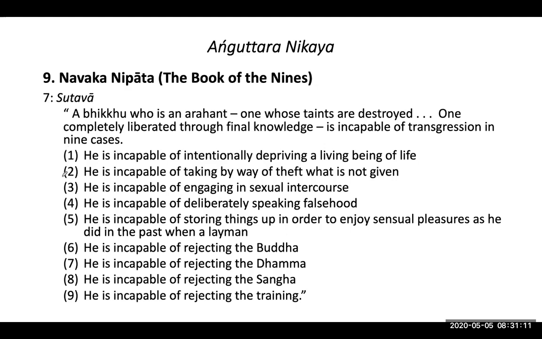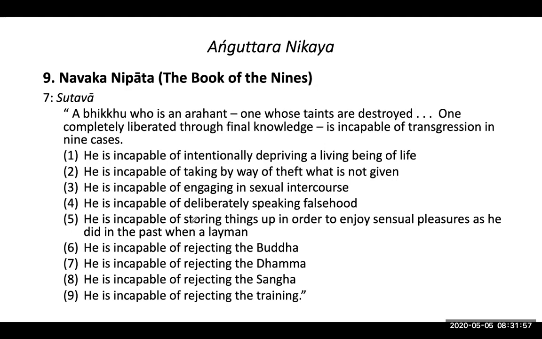So these 9 cases include the 5 precepts. In addition to the 5 precepts, the arahant is equipped with 4 more conditions. So first, he is incapable of intentionally depriving a living being of life. He will not take by way of theft what is not given. The arahant is not engaged in sexual intercourse. The arahant never speaks falsehood. That means never tells a lie.